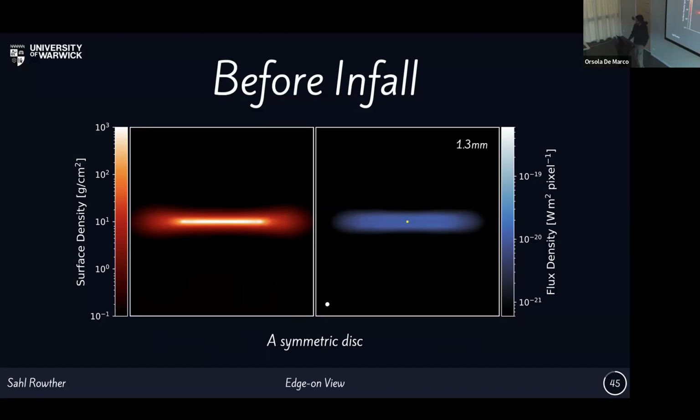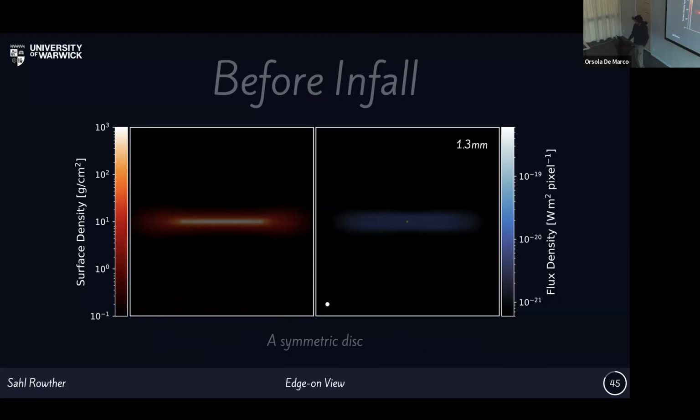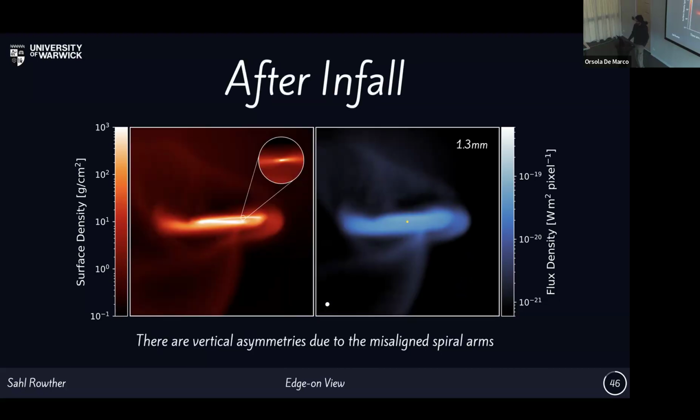In the edge-on view before infall, it's very symmetric, very boring. After infall, you can see that there are now quite a few vertical asymmetries due to the mismatched spiral arms, and you can also see the gas falling onto the disk.